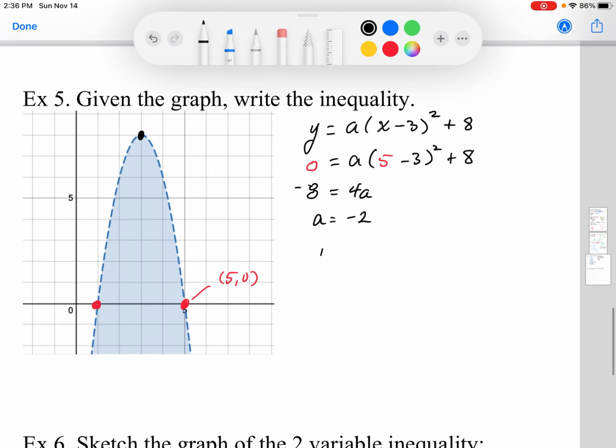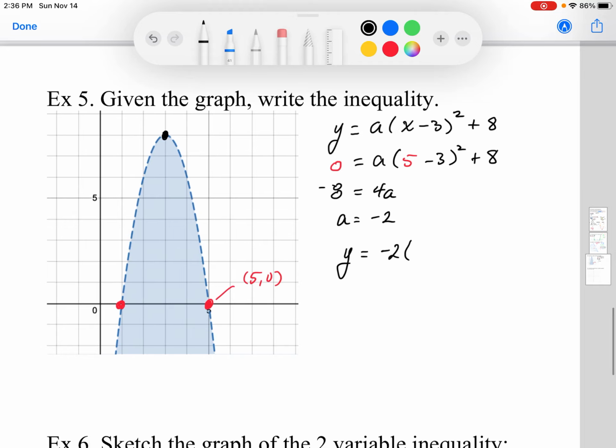So at this point, I have solved the equation of the parabola. I've used the vertex. Again, this is from chapter 3 and 4, where we have to come up with the equation of the parabola based on some coordinates. So my equation is y equals negative 2 times (x minus 3) squared plus 8. The vertex is at 3 and 8, and it's got a negative 2 leading coefficient. Now I need to decide what my inequality is going to look like.